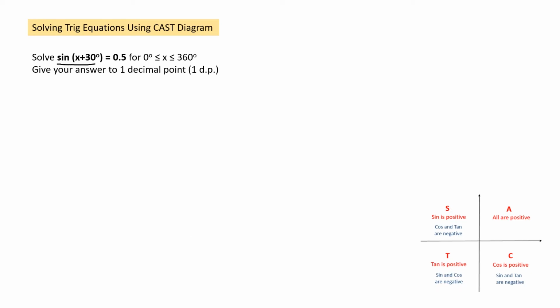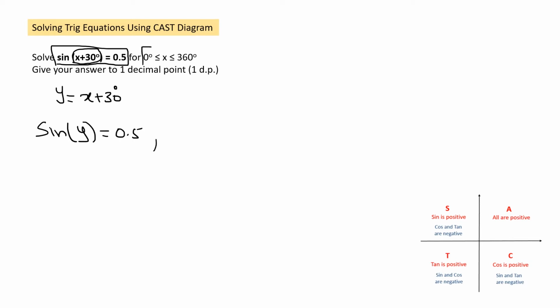This question is slightly different because this is not exactly x. Here it is x plus 30. In order to solve this equation, we need a substitution. We are going to come up with a new variable, let's say y, which is equal to x plus 30. So we are going to rewrite the equation: instead of sine of x plus 30, I am going to say sine y equals 0.5.